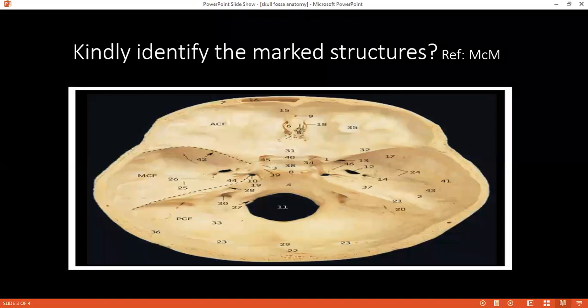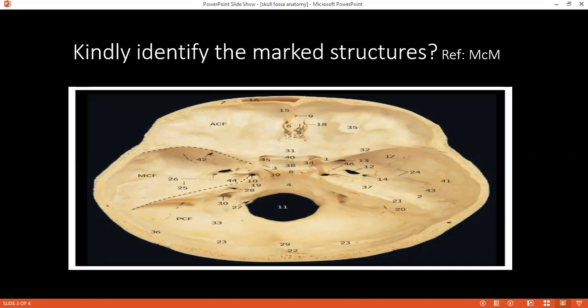Good. Can you please now tell me the boundaries of the middle cranial fossa? Yes, ma'am. The anterior border of the middle cranial fossa is the lesser wing of sphenoid bone. The posterior border is the petrous part of temporal bone. The lateral border is formed by the squamous part of the temporal bone.